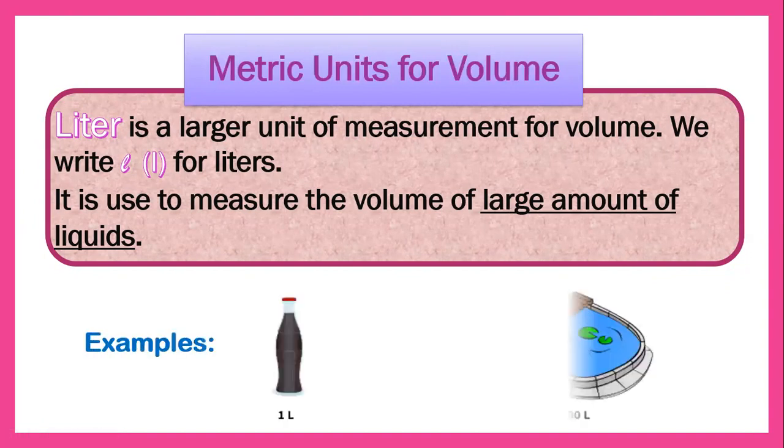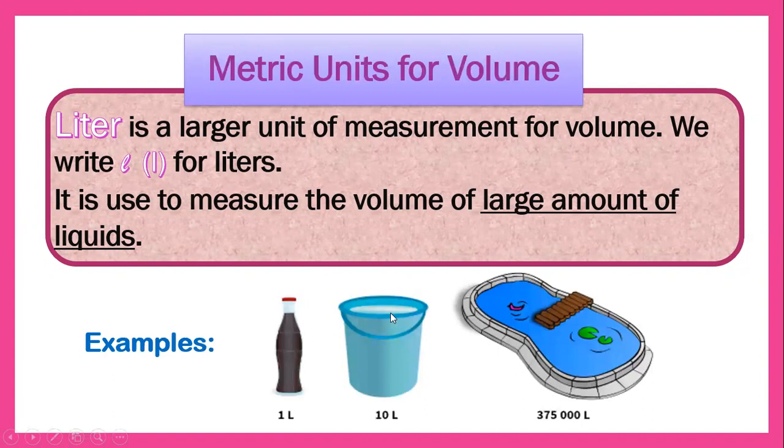For examples, we can use liters to measure the amount of soft drinks, the amount of water in the pail, or the amount of water in a swimming pool. So again, liters is for large amounts of liquids, and we simply write L for liters. So L is a shortened form of the word liters.